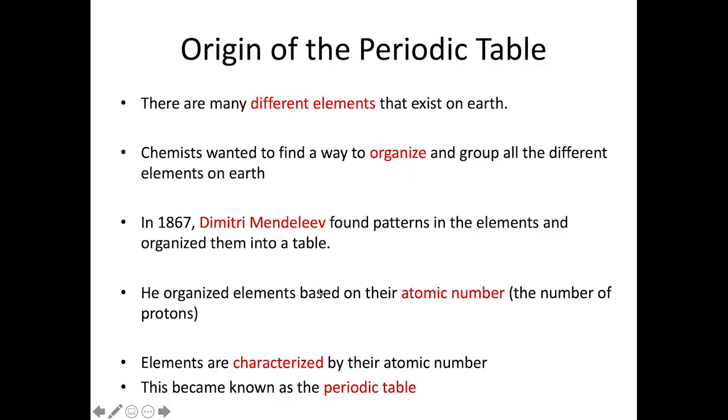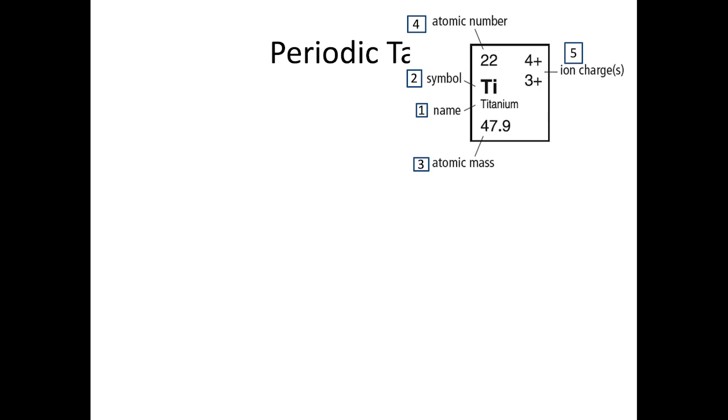So he organized these elements based on their atomic numbers. That's the number of protons. And the elements are characterized by their atomic number. This has become known as the periodic table, which you'll get more familiar with when you start using it in grade 9.